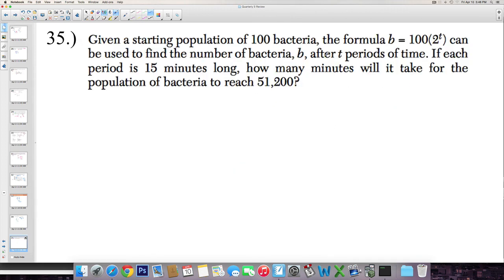Okay, we have a population of bacteria, and the population grows exponentially according to this formula here. So we want to know how long it will take for the population of bacteria to reach 51,200. So 100 is the initial, so that's stated in the formula. We want to know how long will it take for the population to reach 51,200.